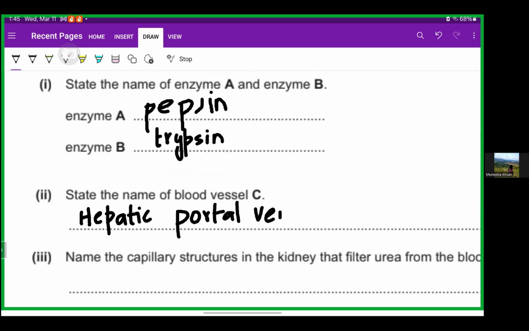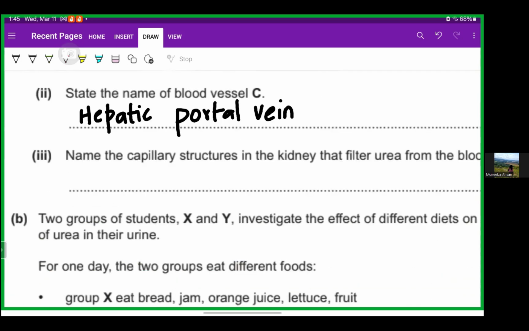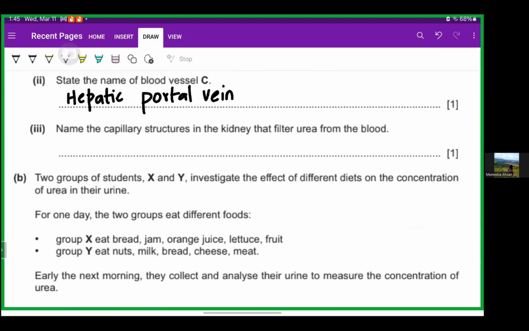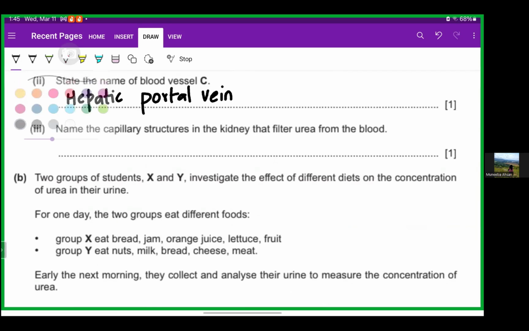Okay, moving on to the next question. Name the capillary structure in the kidney that filters the urea from the blood. So you know that the filtration in the kidneys occurs through the glomerulus capillaries. Okay, so our correct answer would be glomerulus.